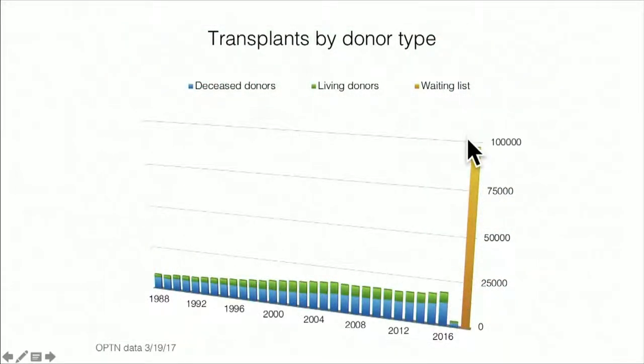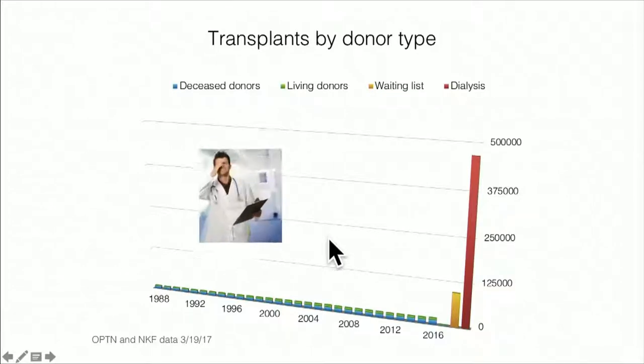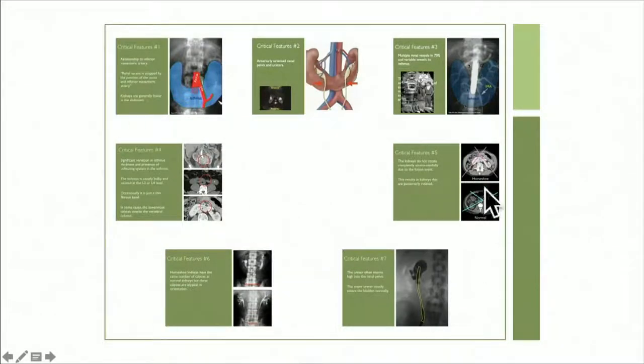Again, a scary looking waiting list compared to what's actually happening with the transplant. And if you look at the number of patients on dialysis, it's even scarier. So anything we can do to try to expand the donor pool is very reasonable. Now, all of these factors that I've talked about are relevant to doing a donor nephrectomy in the case of a horseshoe kidney, and we need to factor them in.